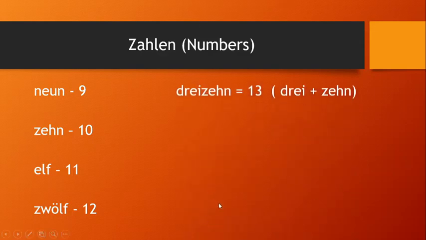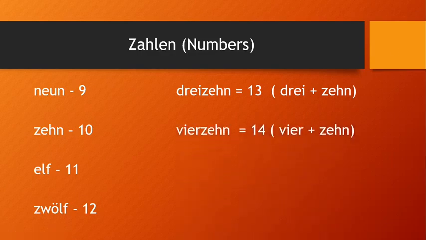Okay. So number 13. How is number 13 formed? It's drei plus 10. Ja, drei plus 10 ist 13. Drei plus 10 ist 13. Dreizehn. Likewise, even 14 is formed.